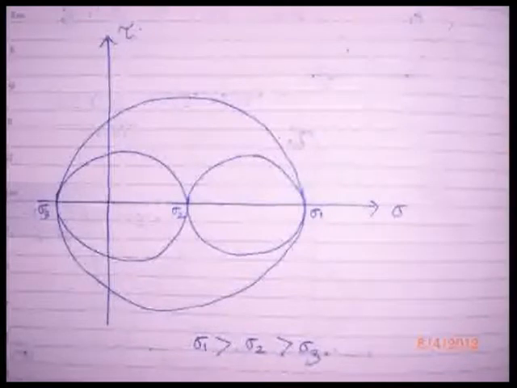Again, we have that sigma 1 is greater than sigma 2 is greater than sigma 3, where sigma 1, sigma 2, sigma 3 are the principal stresses.